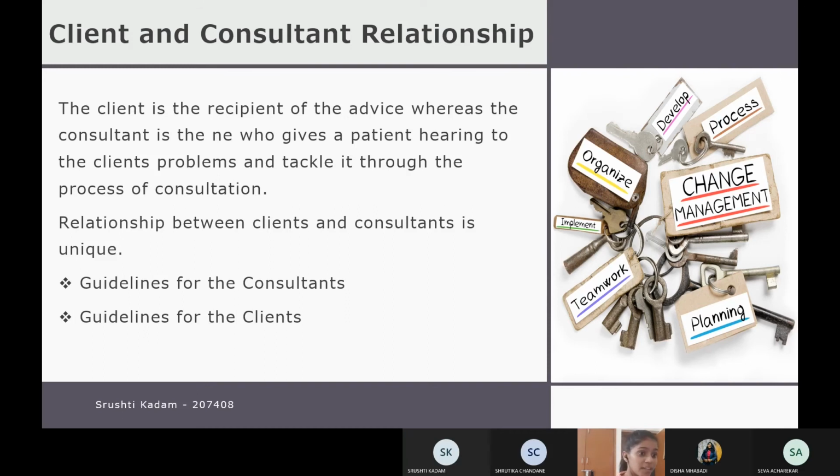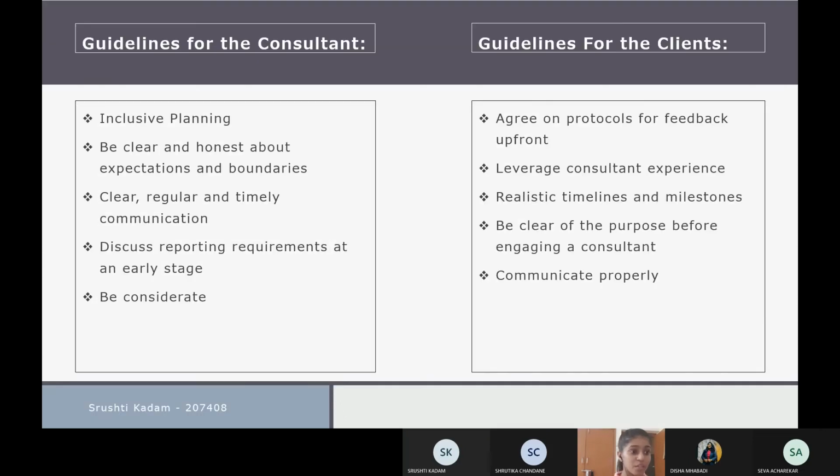There are two guidelines. There are guidelines for consultants as well as clients. Guidelines for consultants include inclusive planning. Enough time should be given for a thorough and thoughtful inception of ideas. Meetings must be planned with the client and result in a more efficient and stress-free evaluation of the problems.